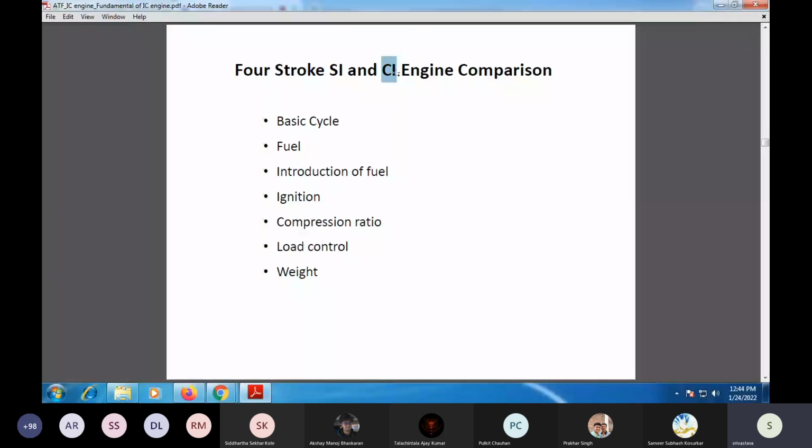LPG, currently where is it being used? Is it used for CI engine or for the SI engine? Like in households, it requires some ignition point. Spark is required. But leave that aside, I'm just talking about your daily life experience. LPG is used for SI engine or diesel engine?